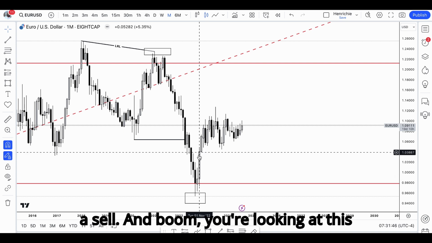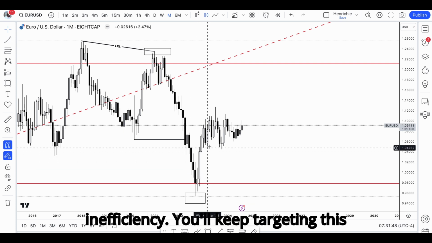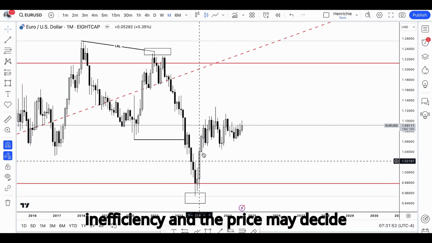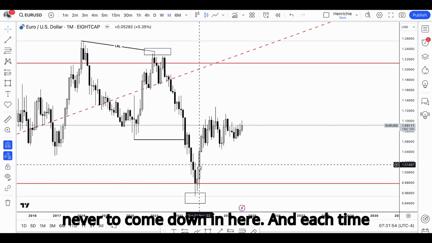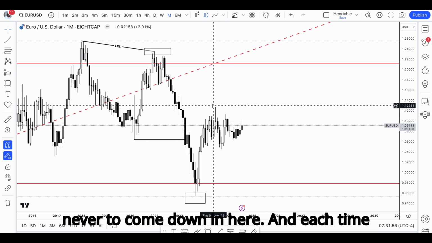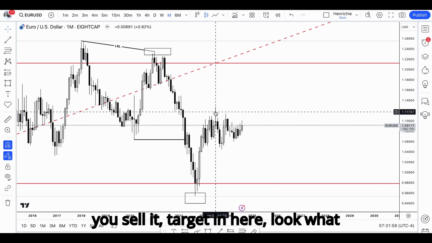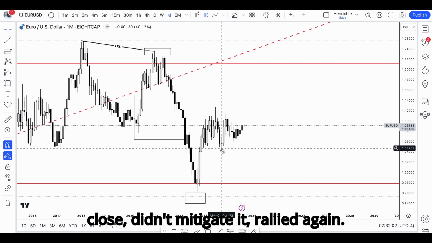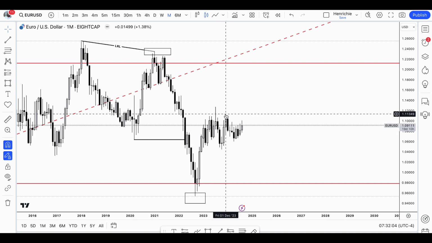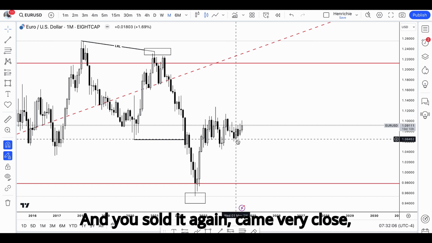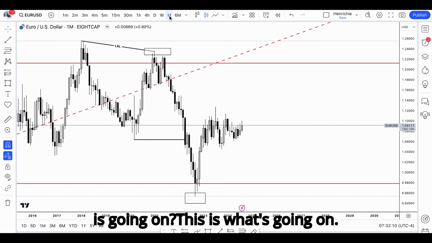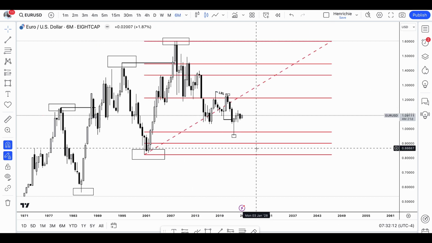And boom, you're looking at this inefficiency. You'll keep targeting this inefficiency. You can target this inefficiency and the price may decide never to come down in here. And each time you sell it, targeting here, look what happened. You sold it here, came very close, didn't mitigate it, rallied again. And you sold it again, came very close, rallied again. Now you're wondering what is going on. This is what's going on.